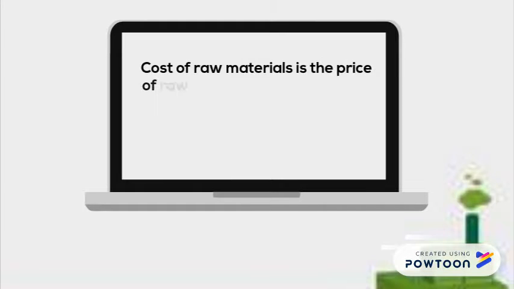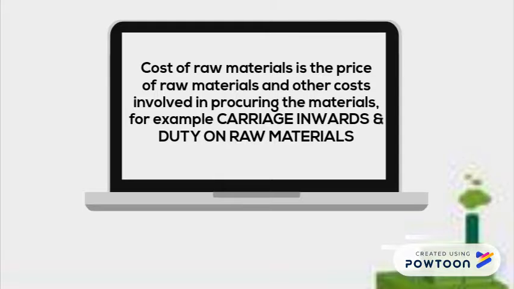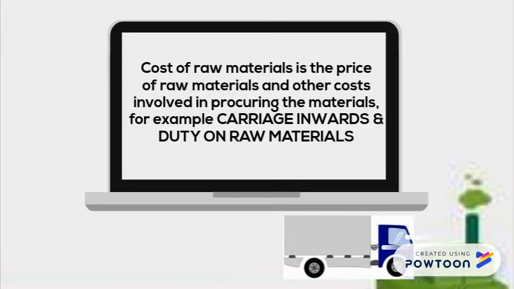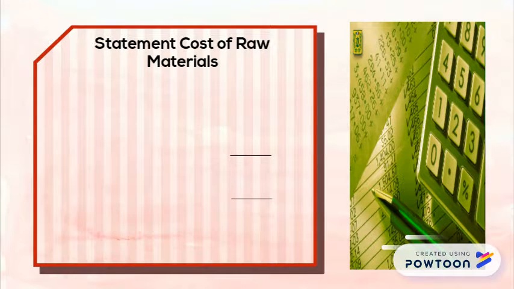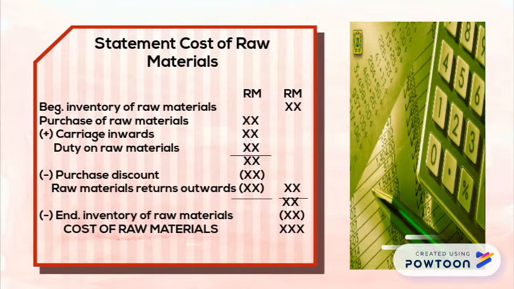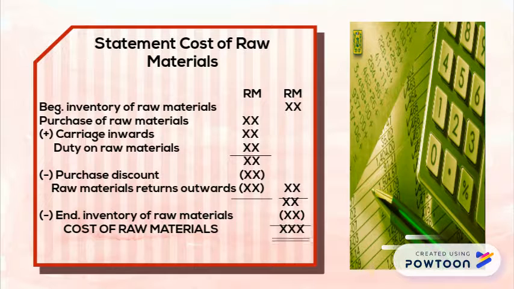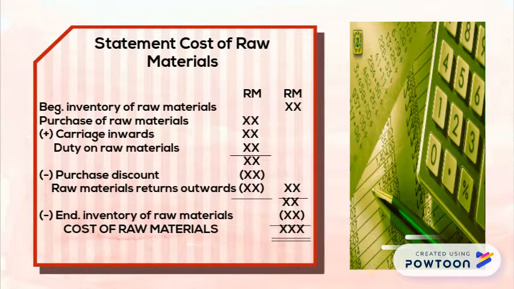In calculating the cost of raw materials, we must consider the price of raw material and also other costs that are involved in procuring, for example, carriage inward. This is the statement of cost of raw materials that you must know. From beginning of raw materials, plus other expenses that are involved, and lastly deduct ending inventory.